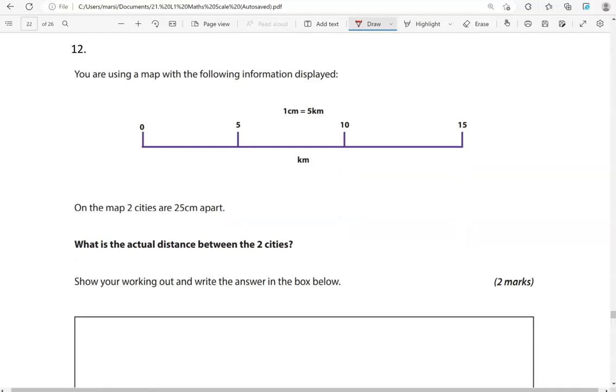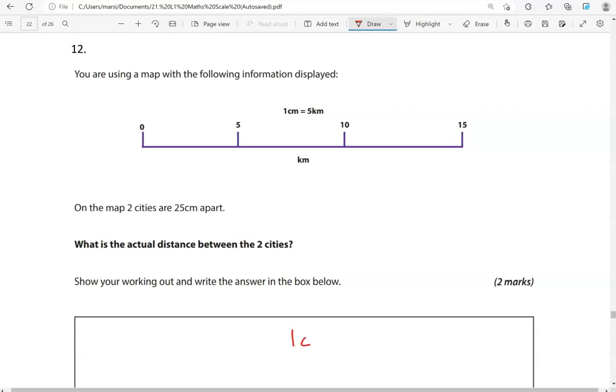You're using a map with the following information displayed. 1 centimeter is equal to 5 kilometers. On the map, two cities are 25 centimeters apart. What is the actual distance between the two cities? Show your working out and write the answer in the box below.